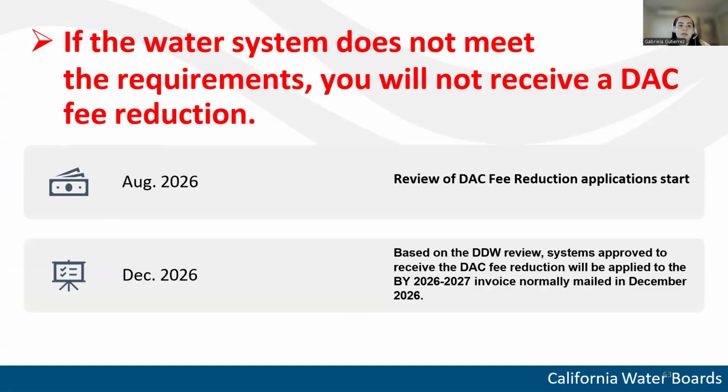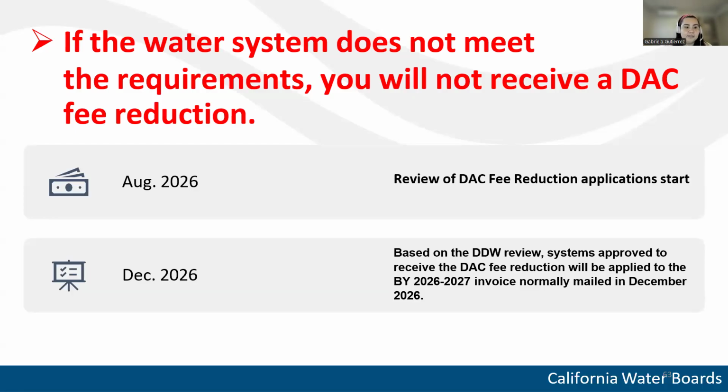If the water system does not meet the requirements, you will not receive a DAC fee reduction. The review of the DAC fee applications starts in August, and then based on the Division of Drinking Water's review, systems that are approved will get a DAC fee reduction that will be applied to their 2026-2027 invoice, which those invoices are normally mailed in December.